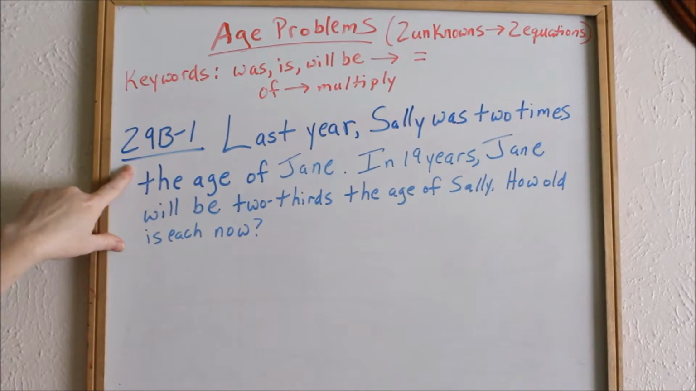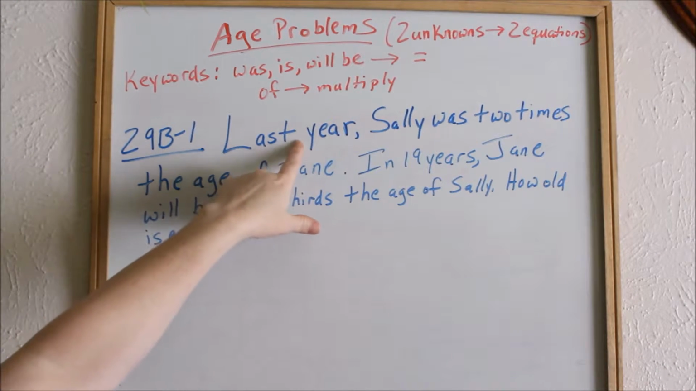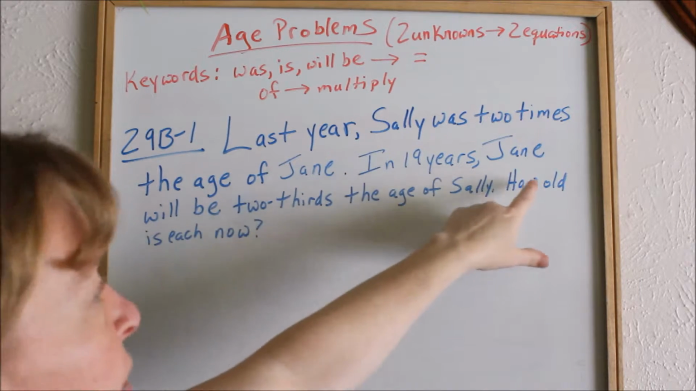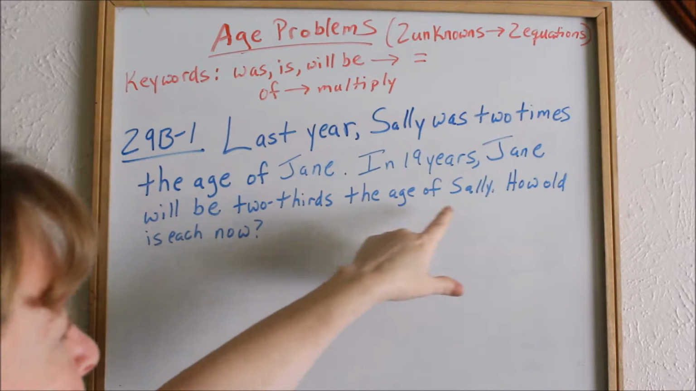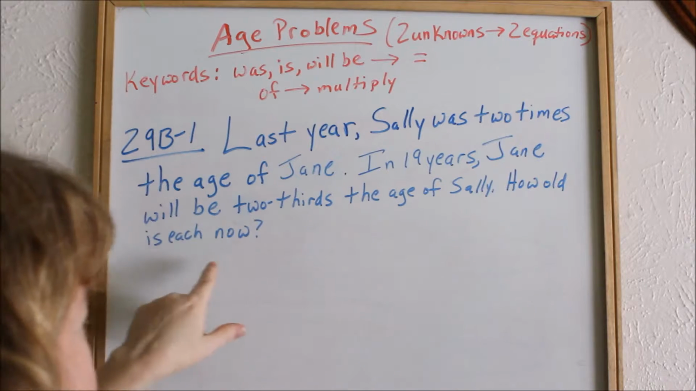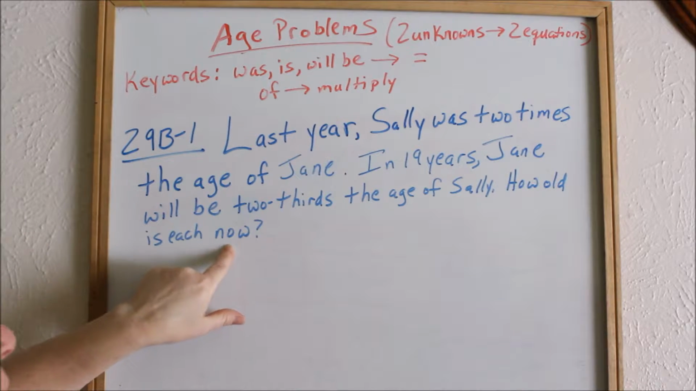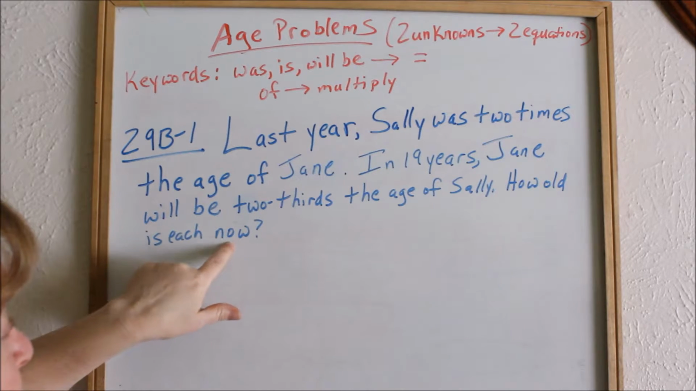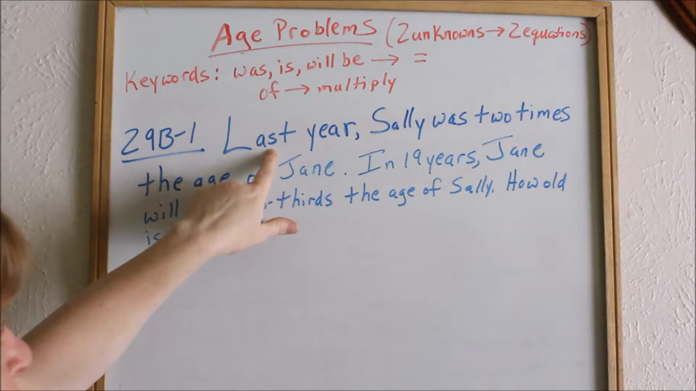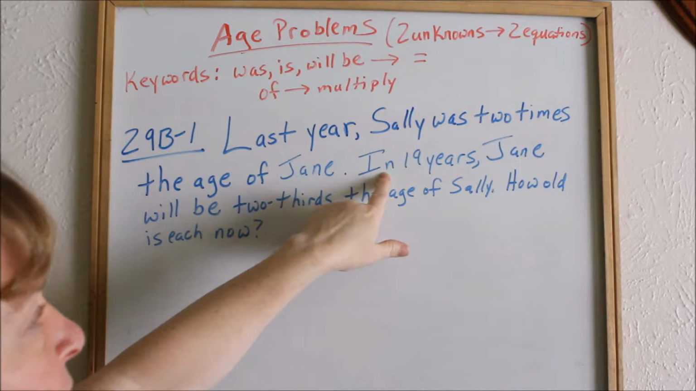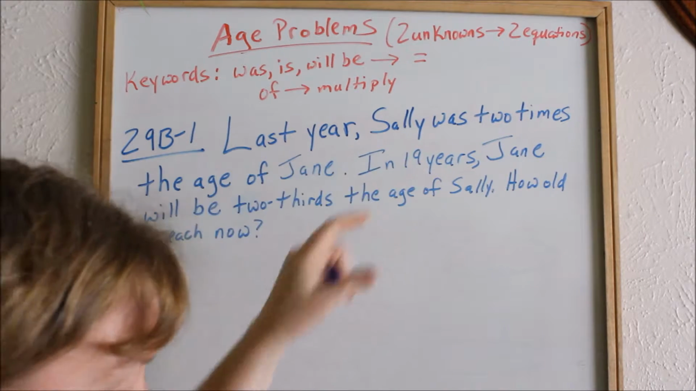Okay, we're looking at 29B1. Last year, Sally was 2 times the age of Jane. In 19 years, Jane will be 2/3 the age of Sally. How old is each now? In this problem, we're dealing with the age. They want to know how old are they now. And then they're also talking about last year, so we're talking about the past. And they're also talking about in 19 years, the future.